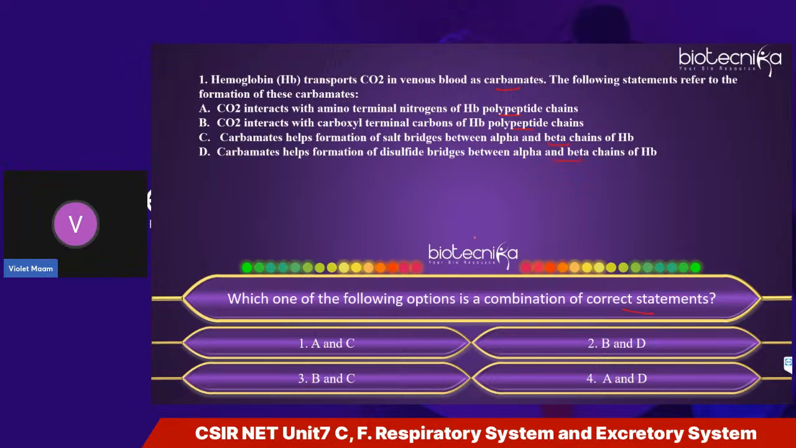So you have to try to find out which are the correct statements. There are two statements which will be correct. Can you all identify which will be the correct statements over here? I'll give you all some time. What do you all think? CO2 interacts with hemoglobin, that we all know, right? But exactly where does it interact? It does form carbamates. So it interacts with which groups? Is it with amino terminal, carboxyl terminal?